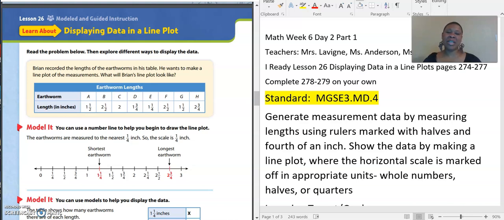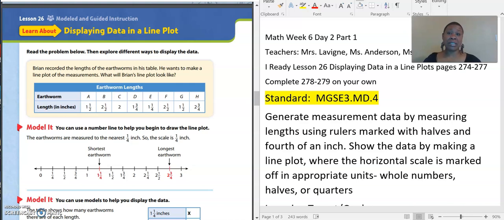I am Mrs. Levine, and I will be teaching for Mrs. Anderson and Mrs. E as well during this lesson. We're on week 6, day 2, part 1. iReady lesson 26, displaying data in a line plot, pages 274 to 277. You're going to complete pages 278 to 279 on your own.